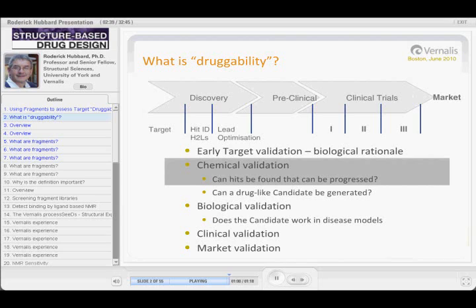However, for the point of view of today, what I'm going to be focusing on is that chemical validation and asking the question, can hits be found that can be progressed?